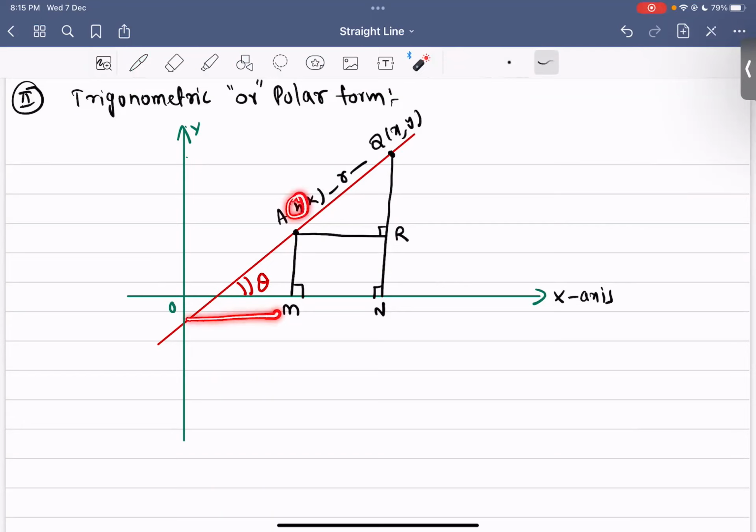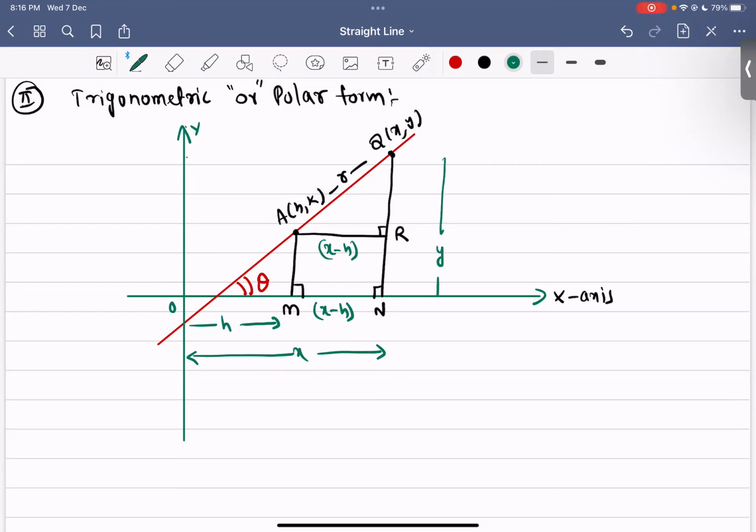The OM distance is the x coordinate of A, that is h, and the ON distance is the x coordinate of Q, that is x. Now the MN distance is equal to x minus h. Therefore the AR distance is also x minus h. Similarly, the QN distance is y and the NR distance is k. Therefore the QR distance is y minus k. Now this angle is also equal to theta. This is a right angle triangle AQR. In the right triangle AQR, y minus k, x minus h and r are the lengths of the sides. Here r is the length of the hypotenuse.